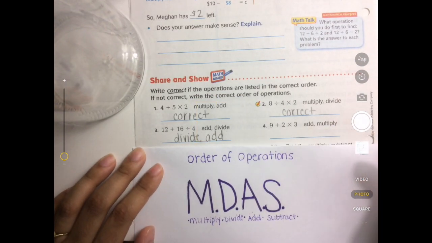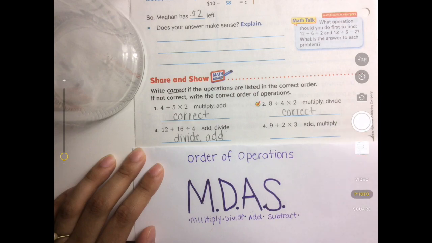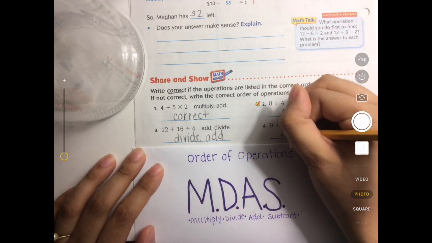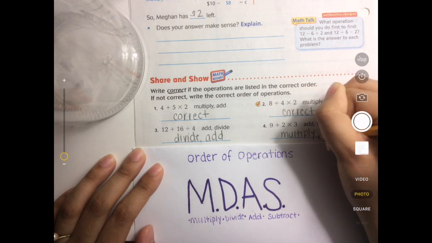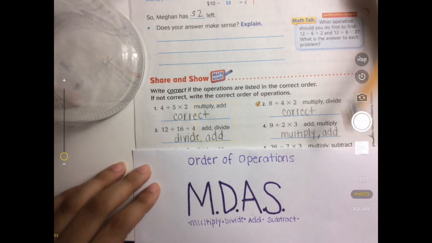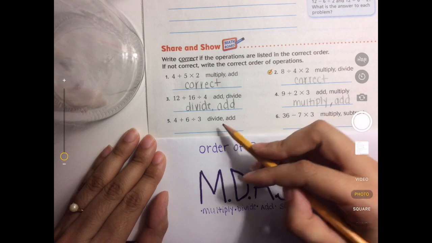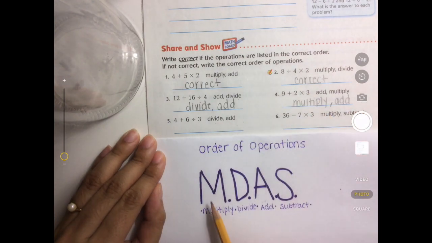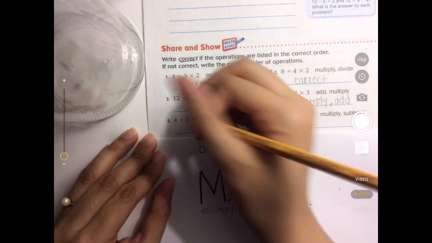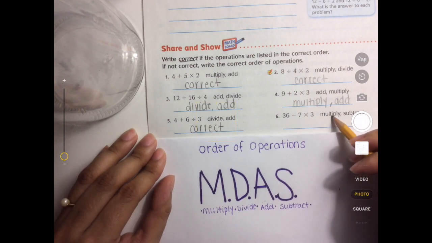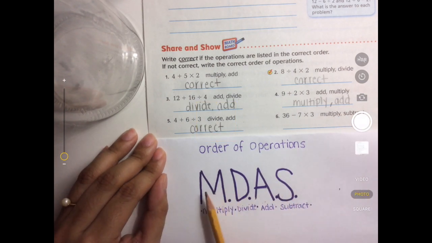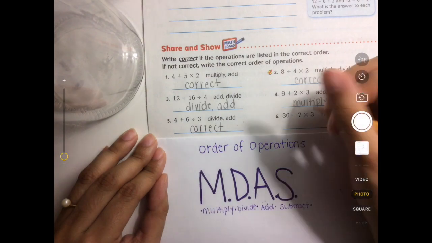Very good. Number 4, it's telling us to add, then multiply. Let's look at our order of operations. Add, then multiply. Multiply is the first one. So that is not correct. So let's change it to multiply, then add. Excellent. Last 2 questions. It tells us to divide, then add. Let's see. Divide, then add. Yep, that's correct. And lastly, it tells us to multiply, then subtract. Let's see, multiply, first one. So yep, that is the correct order.